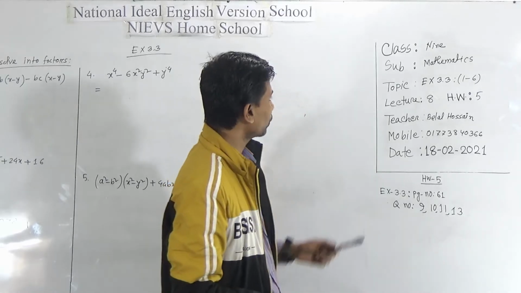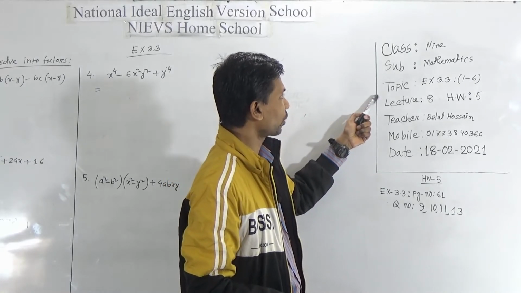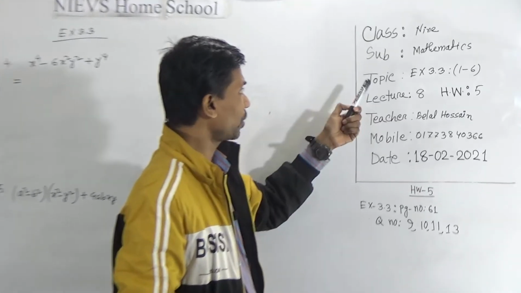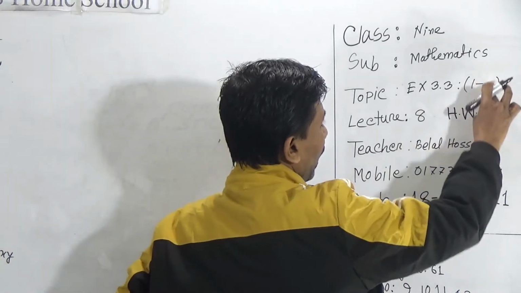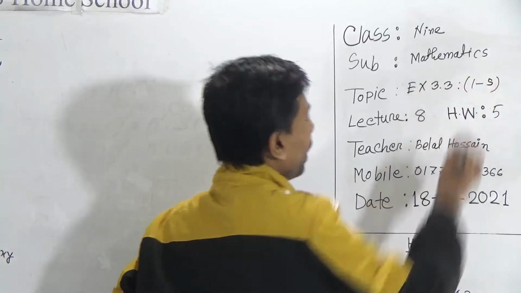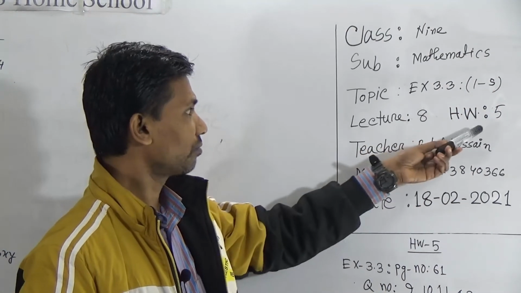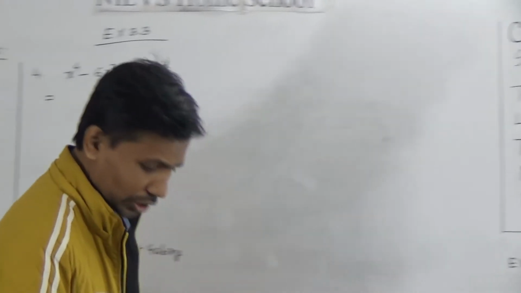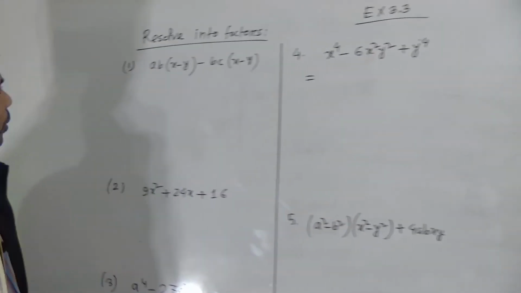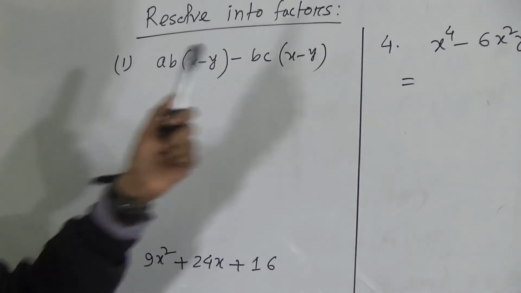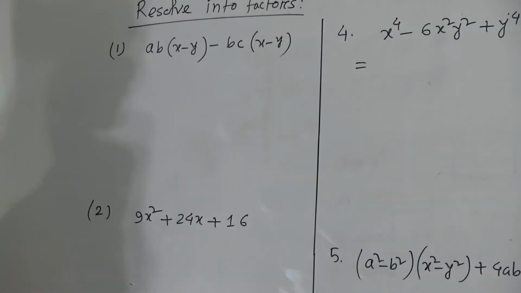Dear student, look, today our topic is exercise 3.3, question number 1 to 6. That means today I will solve question number 1 to 5. Okay student? 1 to 5. And lecture number 8 is the wrong 5. Let's start the class. Look, exercise 3.3 question number 1, 2, 3, 4, 5. Okay, which is selected today.